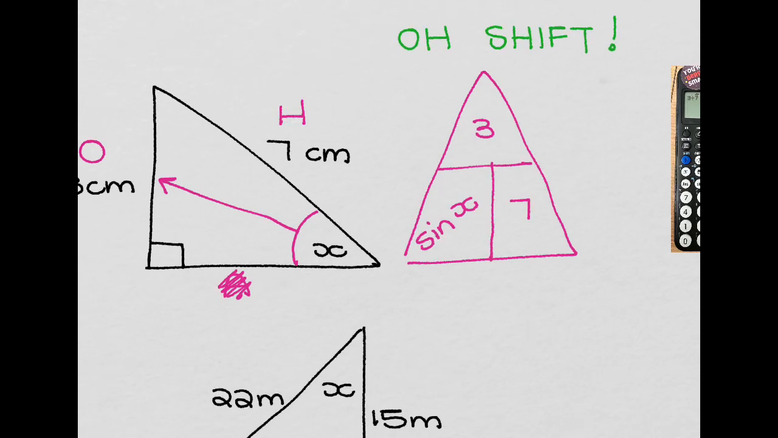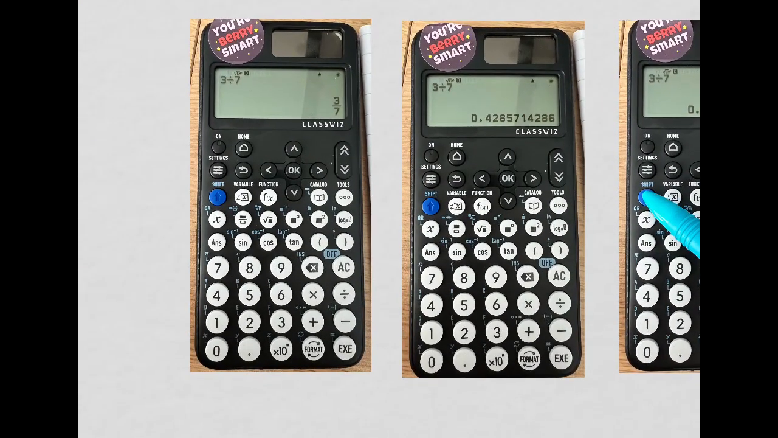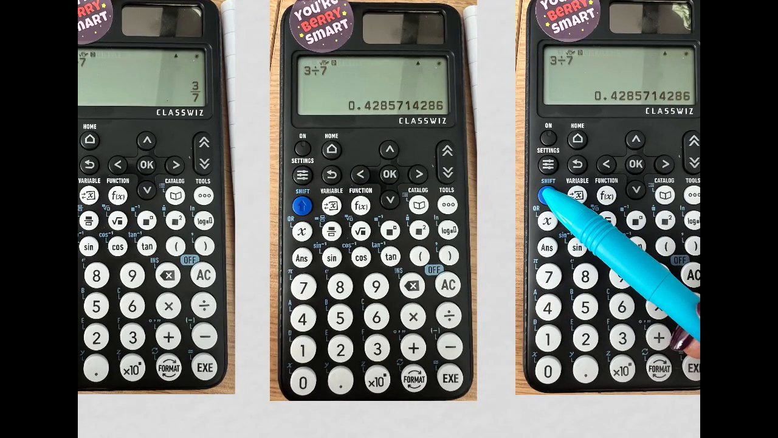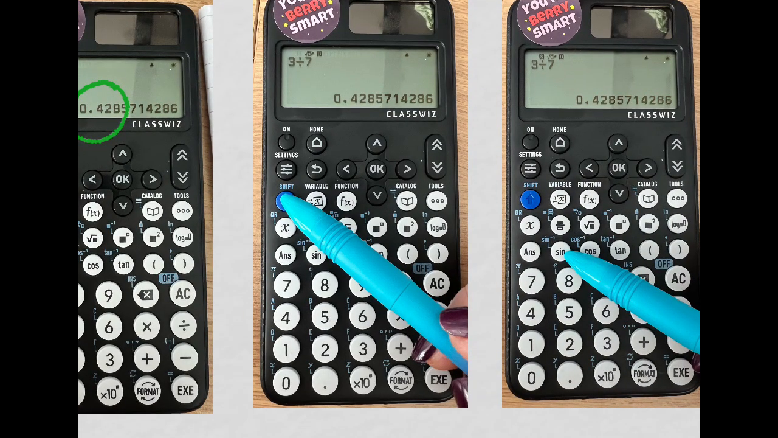Okay, so I've made some photos of my calculator to help you. So I did 3 divided by 7. I pressed my format button and I got 0.42. At this point, I think O shift. And the reason I want you to think to O shift is because you are going to press shift.